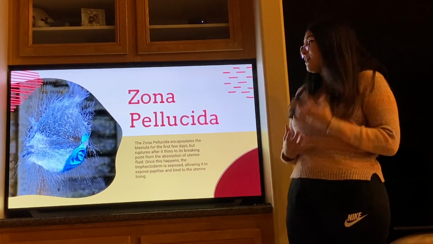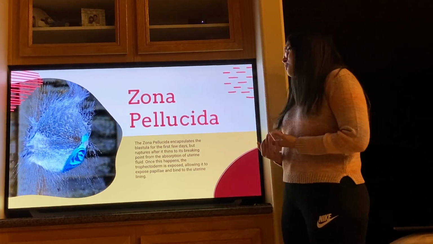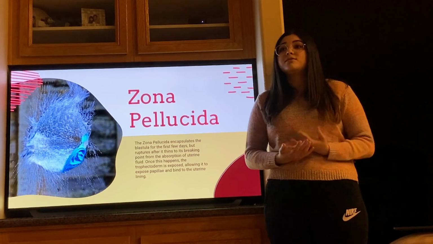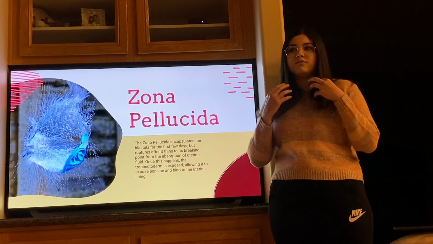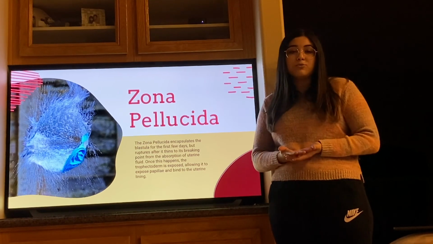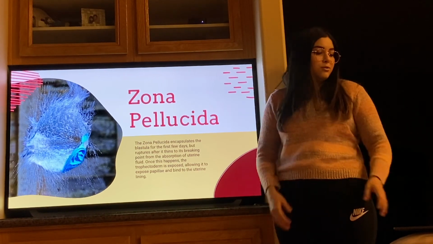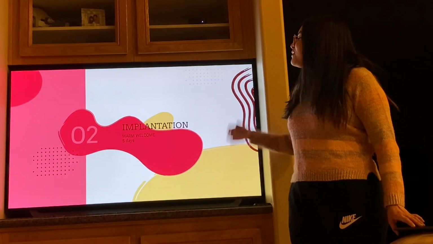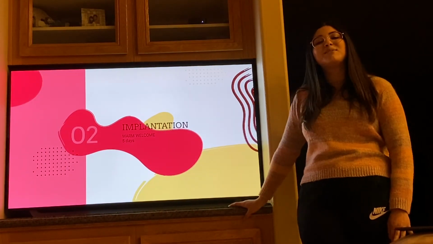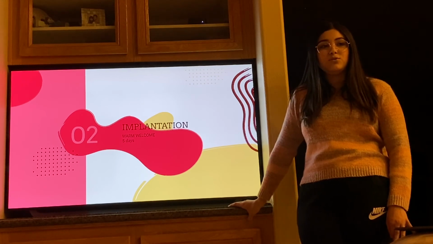Once this happens, the trophoectoderm is then exposed to the uterine lining, which is called the mucosa. And once that part is exposed, it's able to release villi, which will then penetrate the mucosa and then be able to finish implantation. So implantation, the warm welcome, happens about 5 days into rabbit gestation.